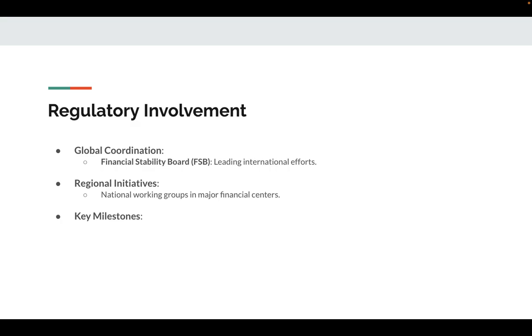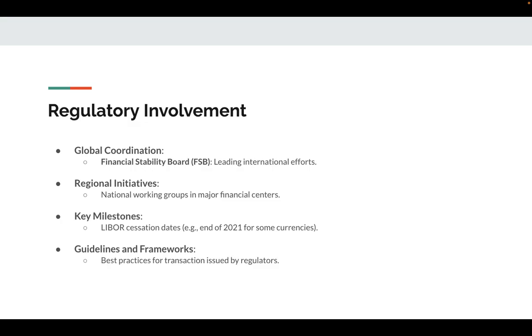The key milestone for them was to cease the LIBOR publications. The initial timeline was 2021, and some of the currencies got transitioned from LIBOR benchmarks to other RFRs, but LIBOR has continued to be used till September 2024, I believe, for a few of the currencies, but after that it will cease to exist. The publications will cease to exist. A few guidelines and frameworks were issued by regulators.